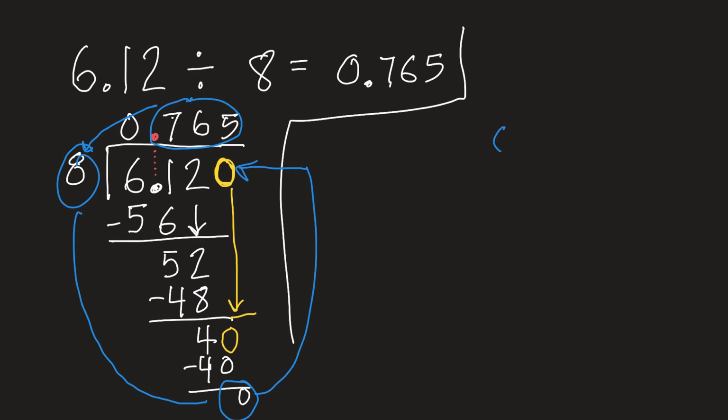0.765 times 8. Where should I put the 8? Right here, yeah, okay. Put the 8 there because 8 can be written like this, right?